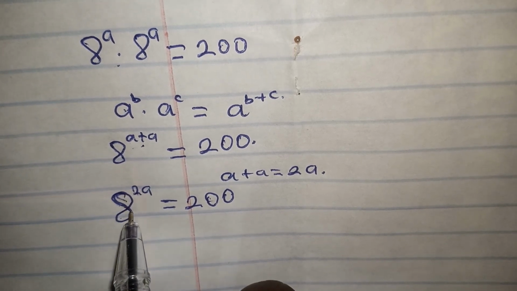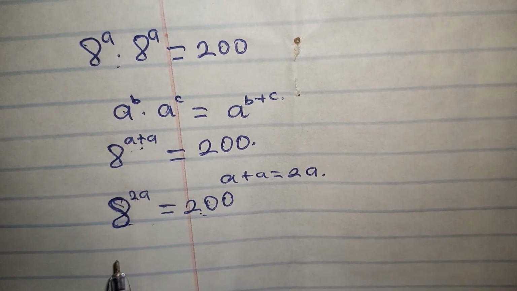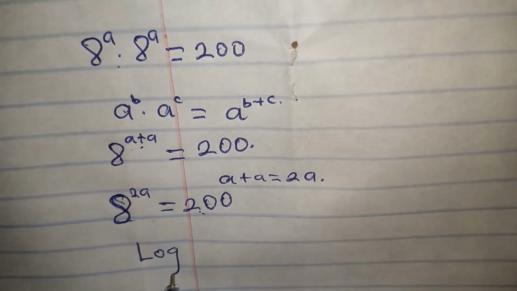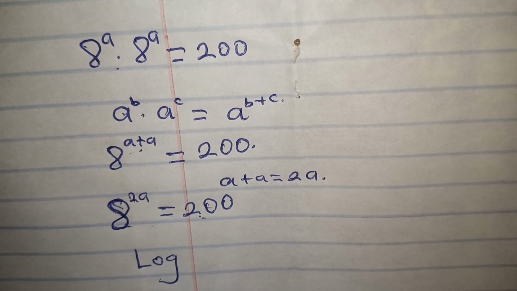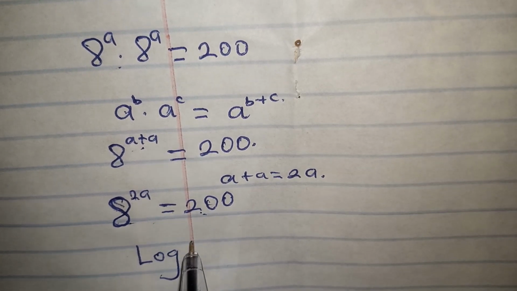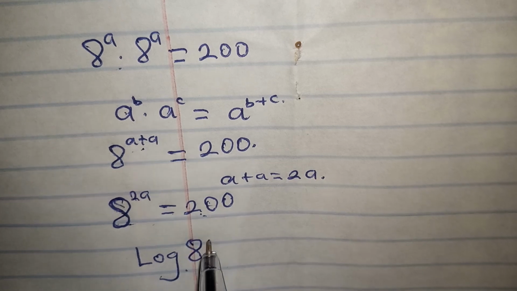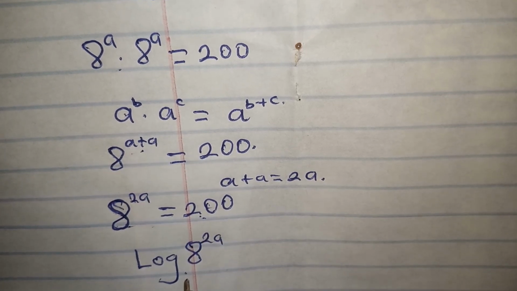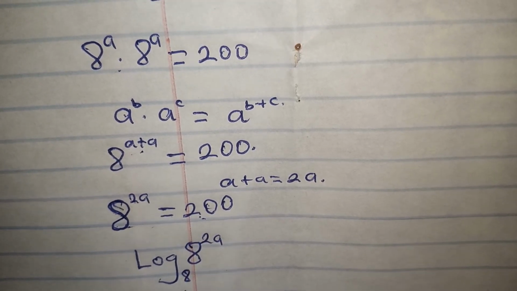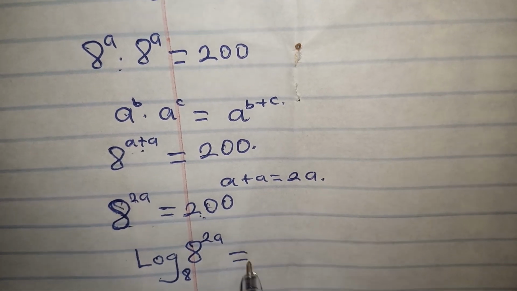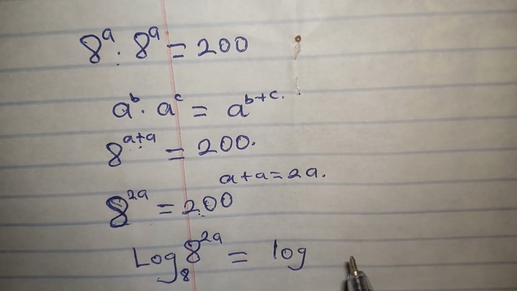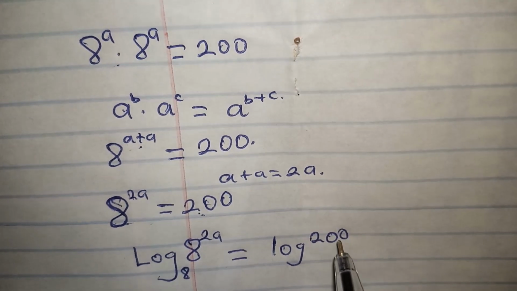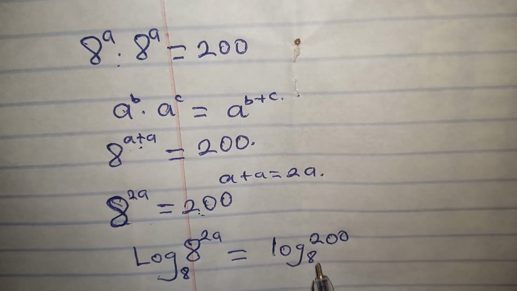So the next thing we can do is to take the log of both sides. We're going to take the log to base 8 on both sides. So we can say log of 8 to the power of 2a, to base 8, equals to log of 200 to base 8.